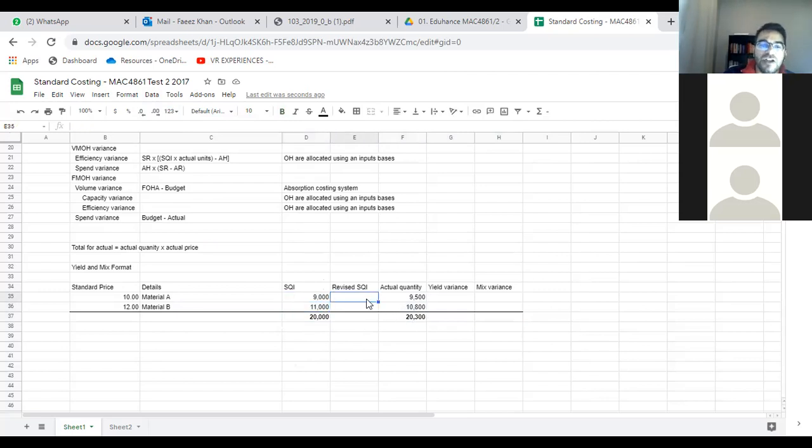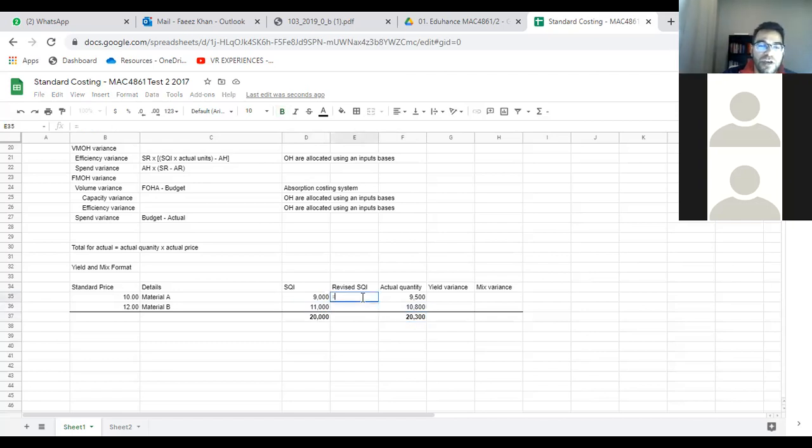So the revised standard quantity, what we are saying is it should have been like that, based on standard quantity. Actual was this. What the revised quantity is doing is saying, if we use the standard proportion and we multiply it by the total actual quantity used, what should it have been?